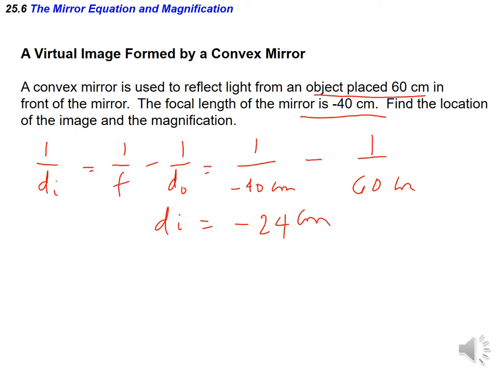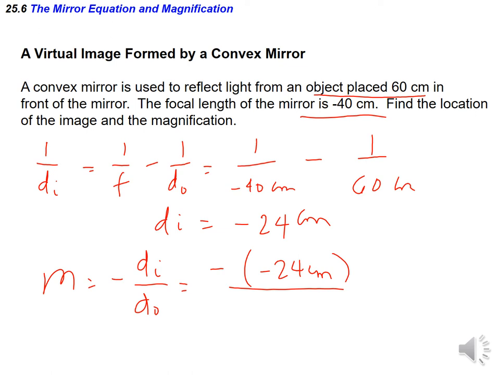Okay. Next, let's solve for the next question. Find the magnification. Again, magnification can be computed by using the distance of image and distance of object, or it can also be computed using height of the object and height of the image. But since the given here are distance of object and distance of image, let's use those given. So this is negative di over do. So negative di is 24 centimeters over distance of the object, 60 centimeters. This is equal to negative negative, that will be positive 0.40. So 0.40 is the magnification.